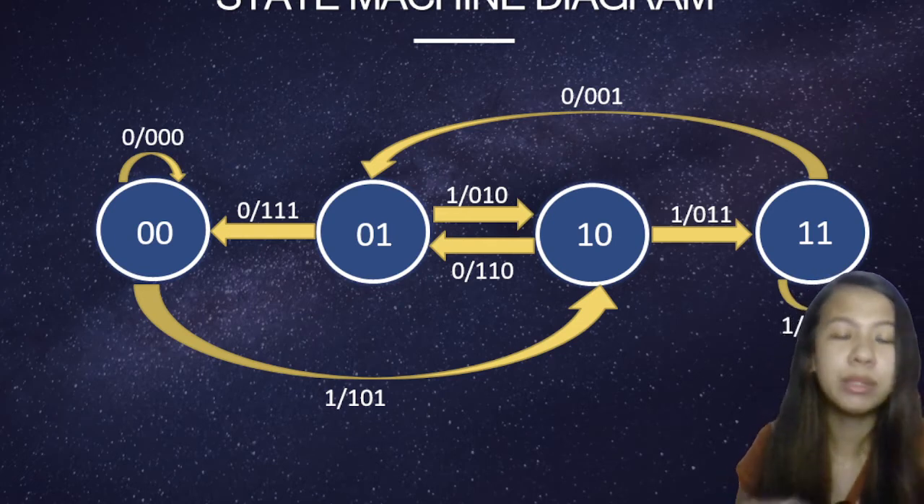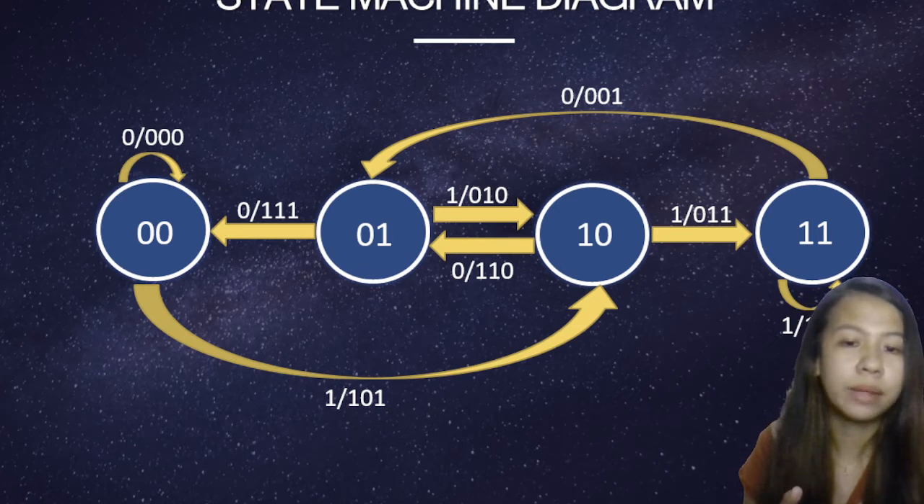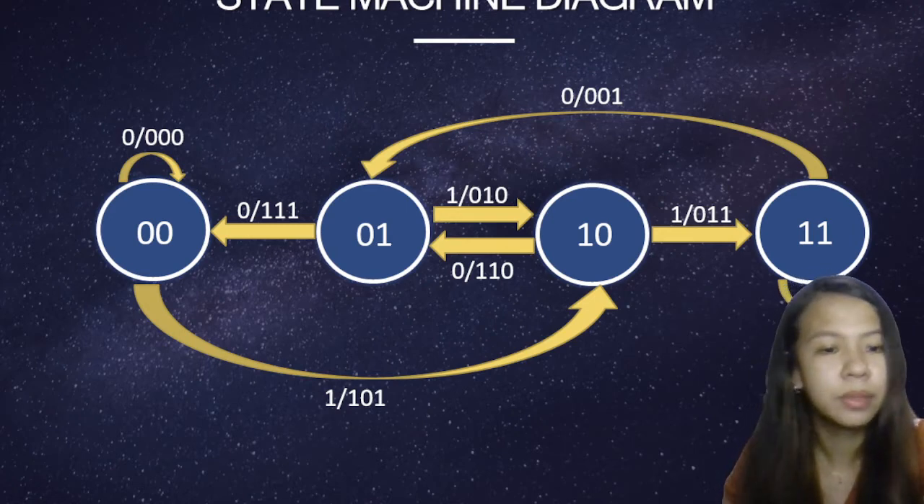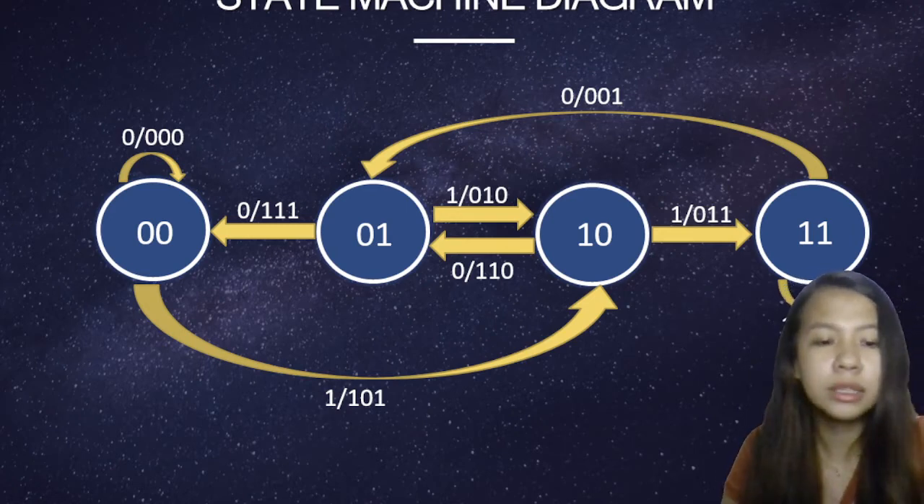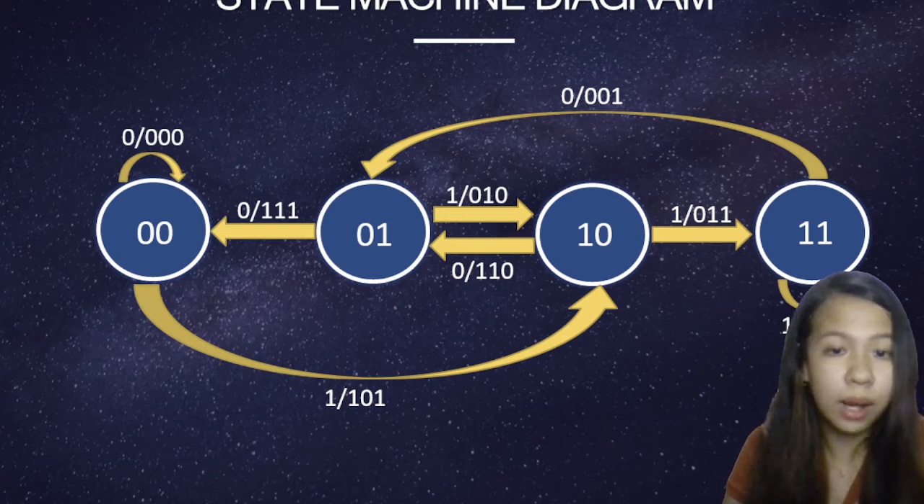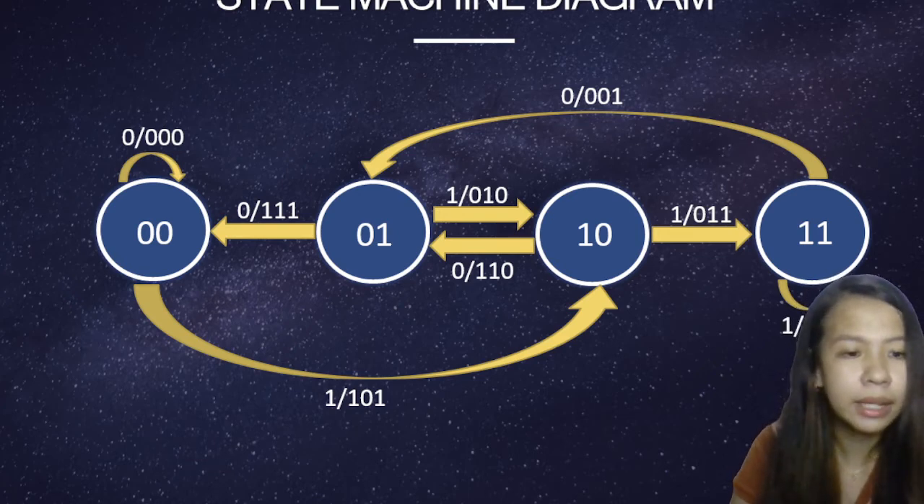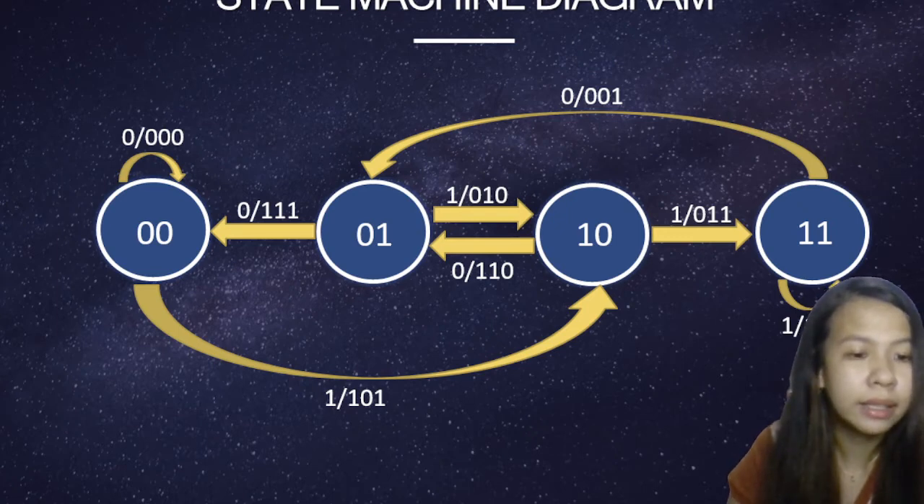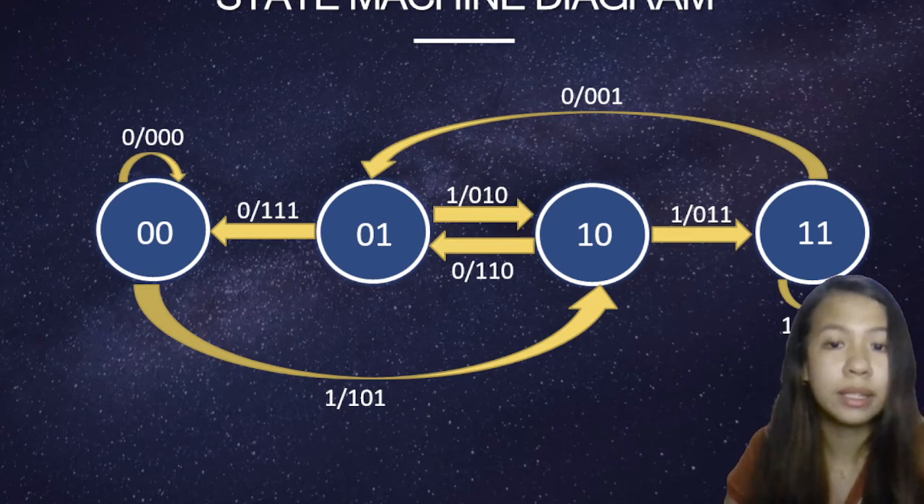No, I mean 1, 0, 1 here. Then next, if the input is 0 here, and the current state is 0, 1 here, then the next state is 0, 0, then the output is 1, 1, 1 here.